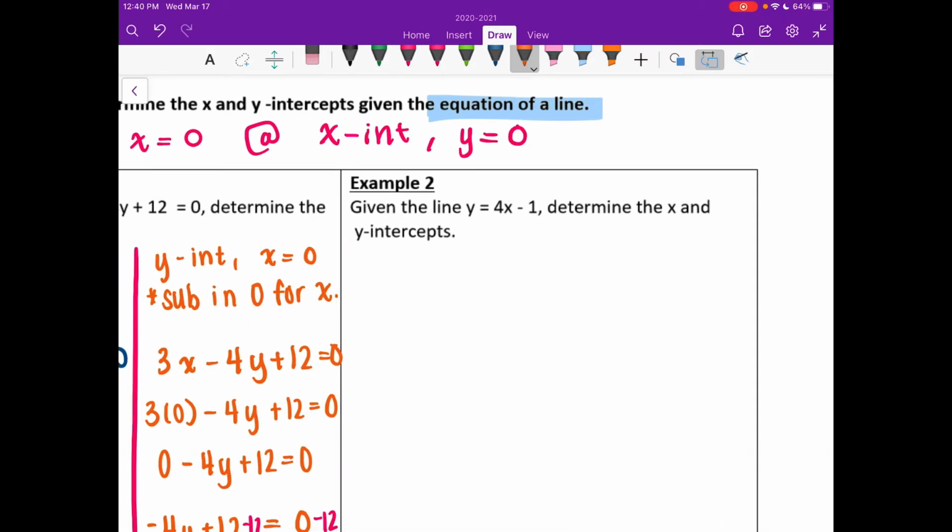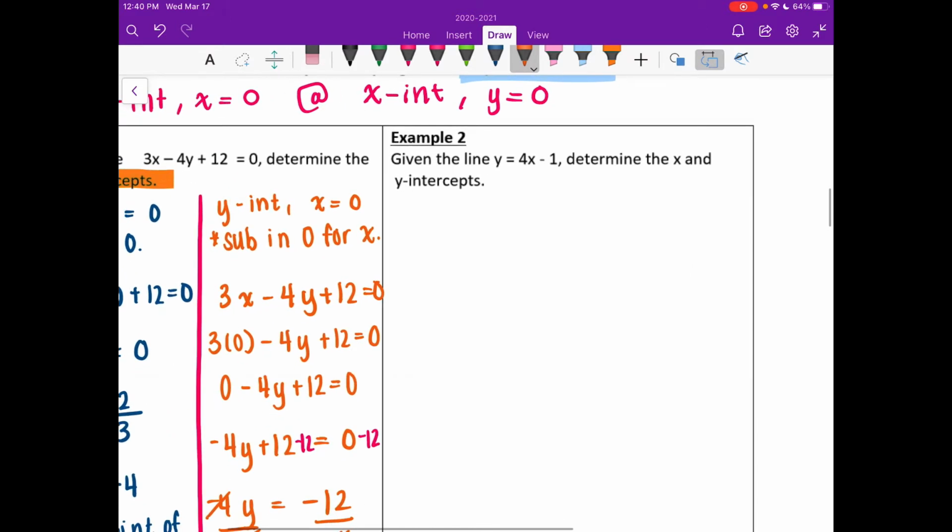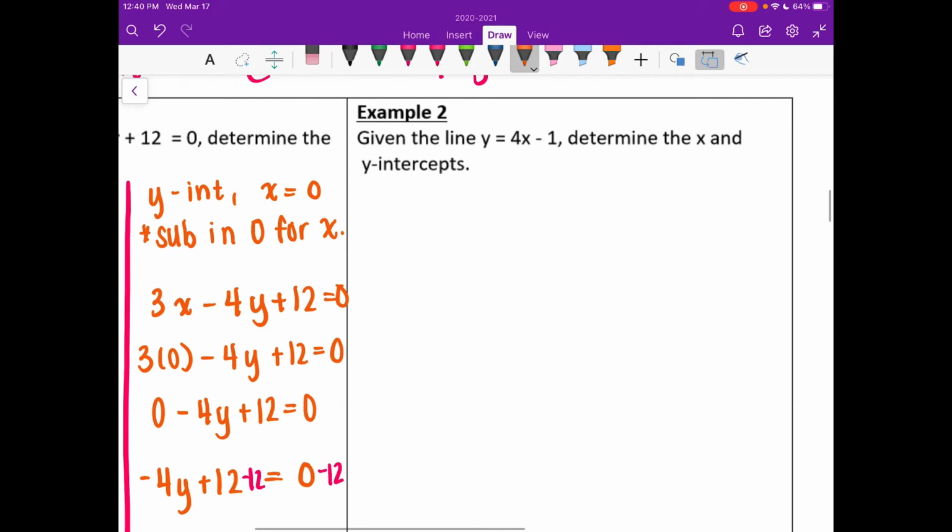All right, so I'm going to have you try and do example 2 on your own, as well as example 3, and then we'll move on and we'll see how we can use this to actually determine the equation of a line, right? So yesterday we talked about the equation of a line using 2 different points. Today we're going to talk about x and y intercepts, or 2 days ago rather. All right, so pause this video and then come back when you're done.